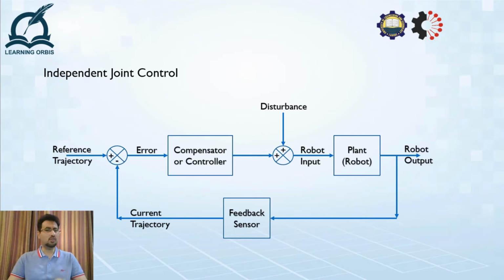Now the controller has two jobs. First, it should generate outputs such that the robot follows the desired trajectory, and second, it should reject the disturbance arising from the movement of connected links.